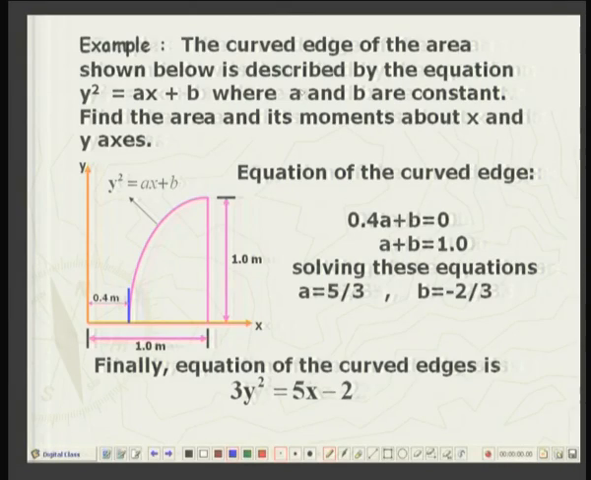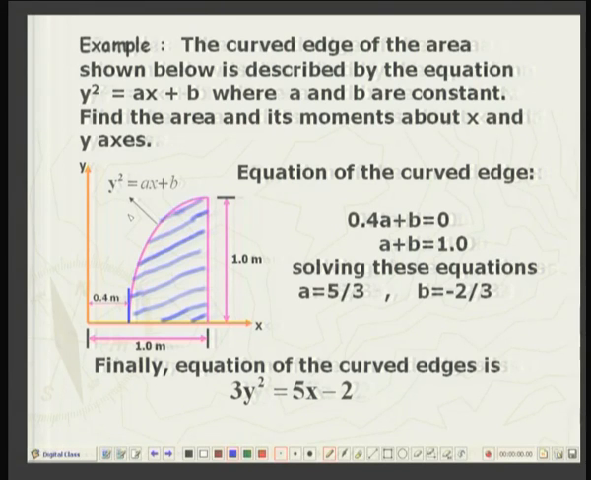Let us consider an example. Here is a given area which I can show you over here. This is the area. And on one side there is a vertical line, a horizontal line, and the third side is a curve given by the equation y square is equal to ax plus b. So, it is a kind of curvilinear triangle.